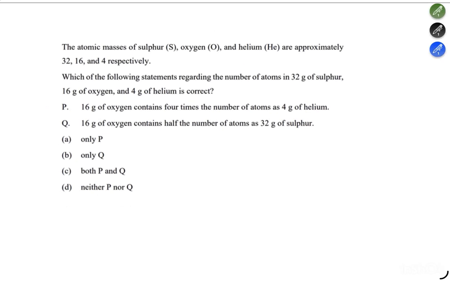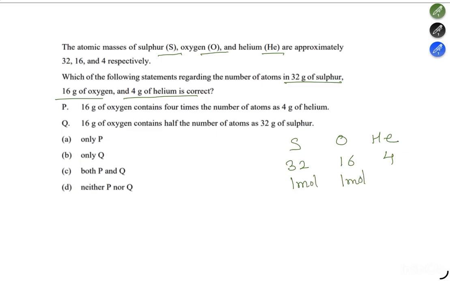Now, MCQs are sometimes tricky and do not involve so much calculation, so you have to be very smart in solving. Now let's look at this question. The atomic masses of sulfur, oxygen and helium are given. You have to decide which of the following statements regarding the number of atoms in 32 gram, 16 gram is correct. So I have 3 elements, sulfur, oxygen and helium. The masses are 32, 16 and 4. Sulfur mass is 32, that means it represents 1 mole. Oxygen represents 1 mole and this represents 1 mole. That means all are 1 mole.